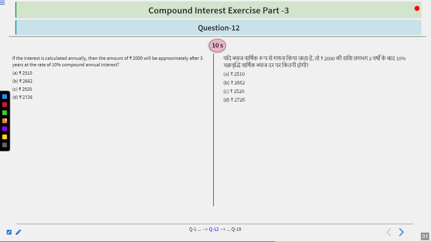Next, if the interest is calculated annually, then the amount of rupees 2,000 will be approximately how much after 3 years at the rate of 10% compound interest, that we have to find. Option A is rupees 2,510, option B is rupees 2,662, option C is rupees 2,520, and option D is rupees 2,726. These are the options.